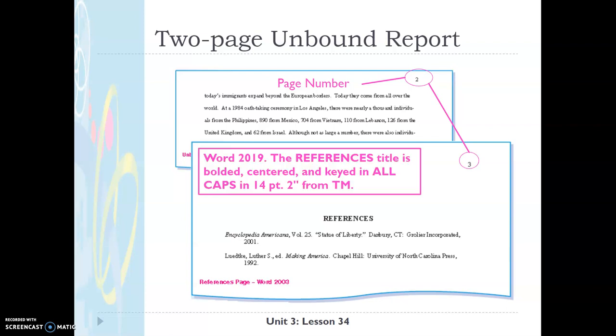In Word 2019, the reference title is bolded, centered, and keyed in all caps, 2 inches from the top margin. If you have questions when you are creating these documents, please let me know. I'd be happy to help you so you format them correctly. Notice a hanging indent as well for references, as we indicated before, to separate them from each other.